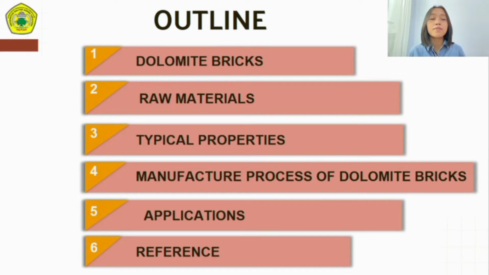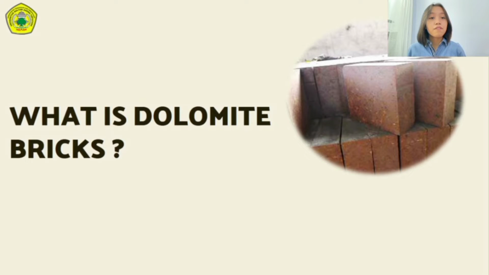First, dolomite bricks. Second, raw materials. Third, typical properties. Fourth, manufacture process of dolomite bricks. Fifth, application. And sixth, reference. First, I will explain to you what dolomite is, what dolomite bricks are, and what the difference is.